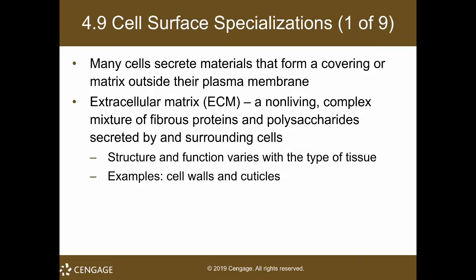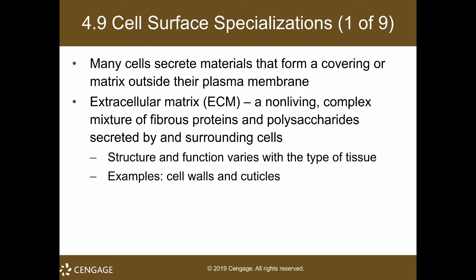For the fourth and last part of this lecture, we will be discussing the specialized structures on the cell surfaces. Many cells secrete materials that form a covering or matrix outside their plasma membrane. The immediate external environment of the cell, we call the extracellular matrix, which is a non-living complex mixture of fibrous proteins and polysaccharides secreted by the cells and surrounding that cell.